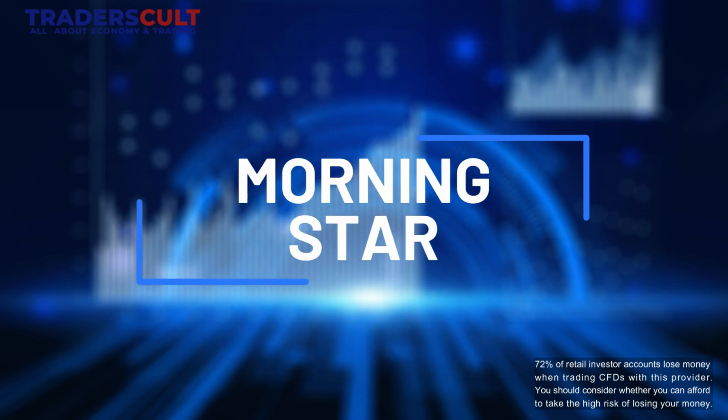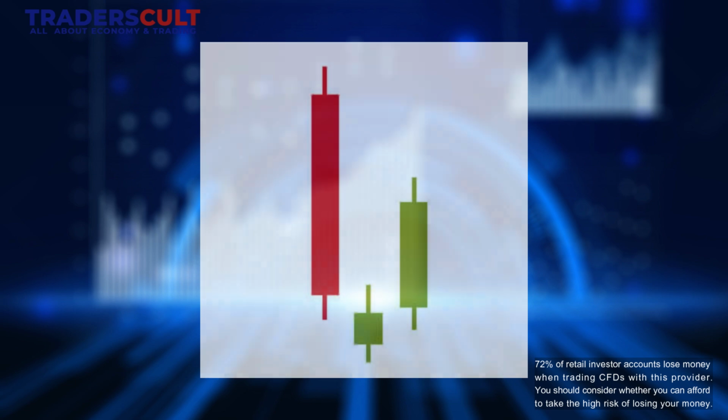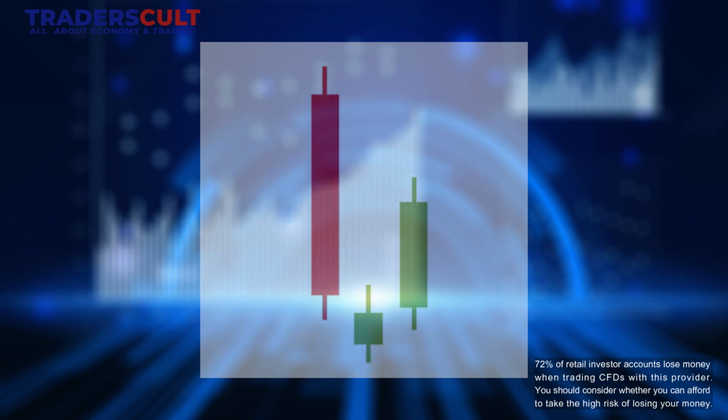Morning star. The morning star, typically found at trend ends, consists of 3 candles, a long bearish first candle, a small-bodied second candle below the first's range, and a bullish third candle closing around 50% of the first's body.